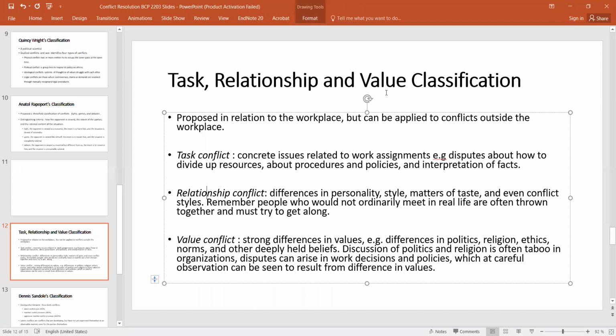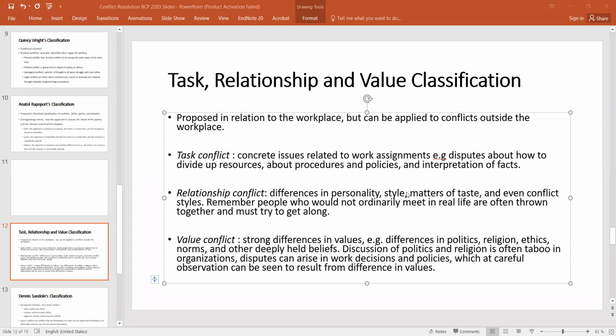Okay, another classification is task conflict, relationship conflict, and value conflict. Task conflict is when we are having disputes over concrete issues, real issues, for example, work assignments. How do we divide up the resources? If we are all working in one office, for example, who needs more printing paper, who needs more ink? So we might have conflicts about such things.